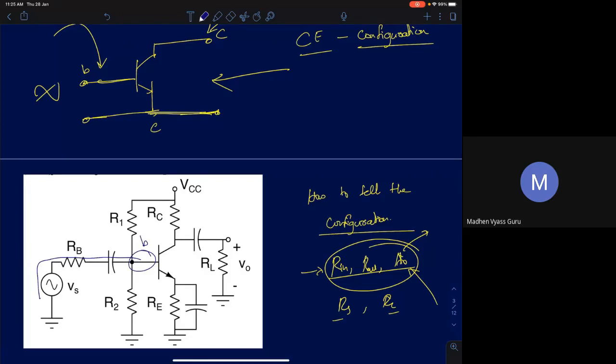Whenever you are finding this AC models, short circuit the capacitor. Output is at the collector. Input is at the base, output is at the collector. So therefore the third terminal will be the common terminal. So this is a common emitter configuration. See the input, see the output, the third terminal will be common.